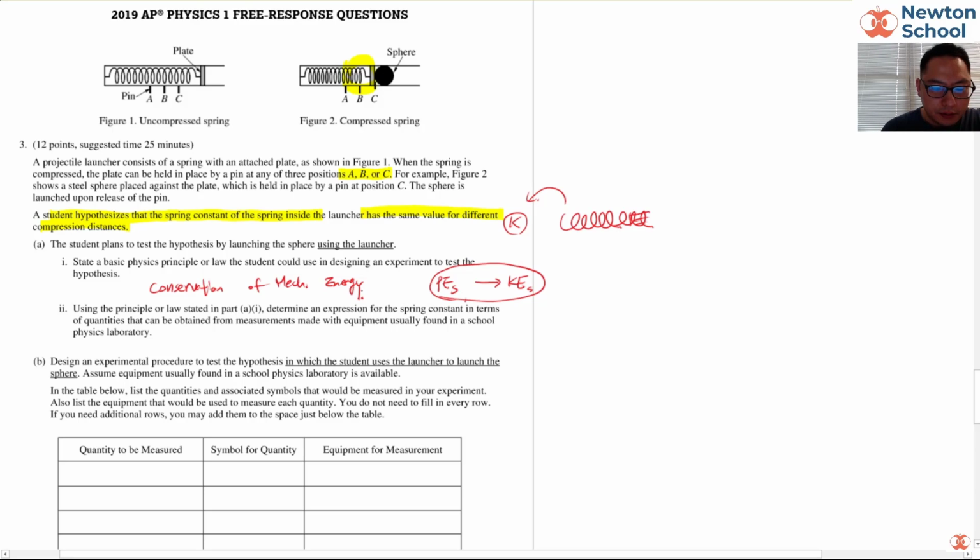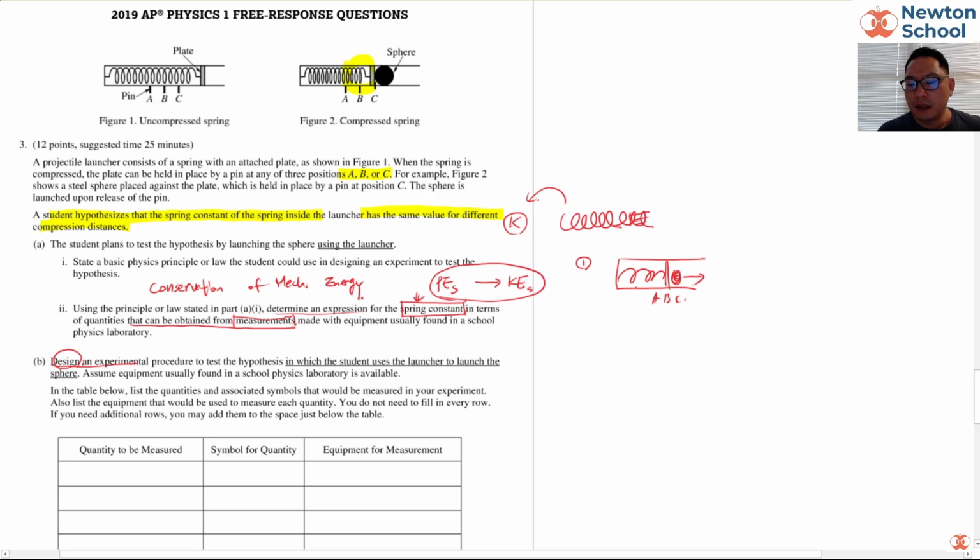Using the principle or law to determine an expression for the spring constant, you have to figure out how you're going to express the spring constant in terms of quantities that can be obtained from measurements. So you have to think about how to measure the variables and calculate the spring constant. So I guess you have to design first. I can think of 3 different ways of designing this. So the first one is simply you change the spring compression level, A or B or C, then you shoot it.